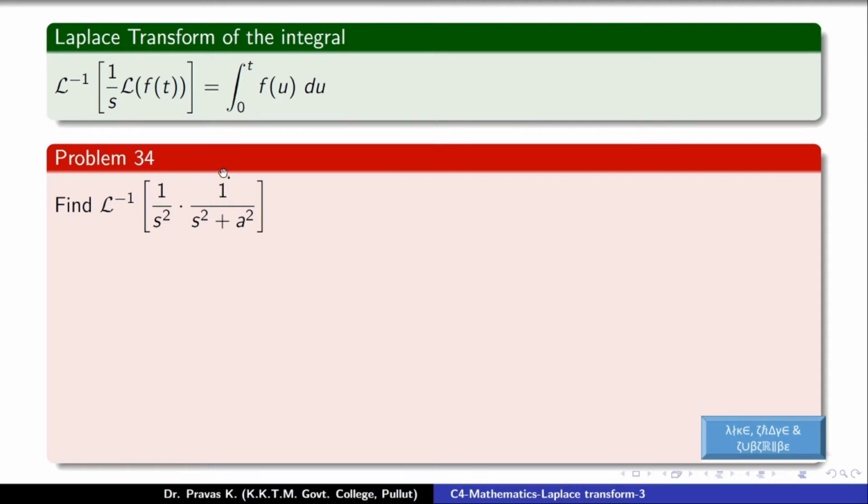Now let us consider a problem. Here the given function is 1 by s square times 1 by s square plus a square. The simple technique to find the inverse Laplace transform of this is that we write it as 1 by s into 1 by s into 1 by s square plus a square. So what we do is that we first find out the inverse Laplace transform of 1 by s square plus a square using our usual method.